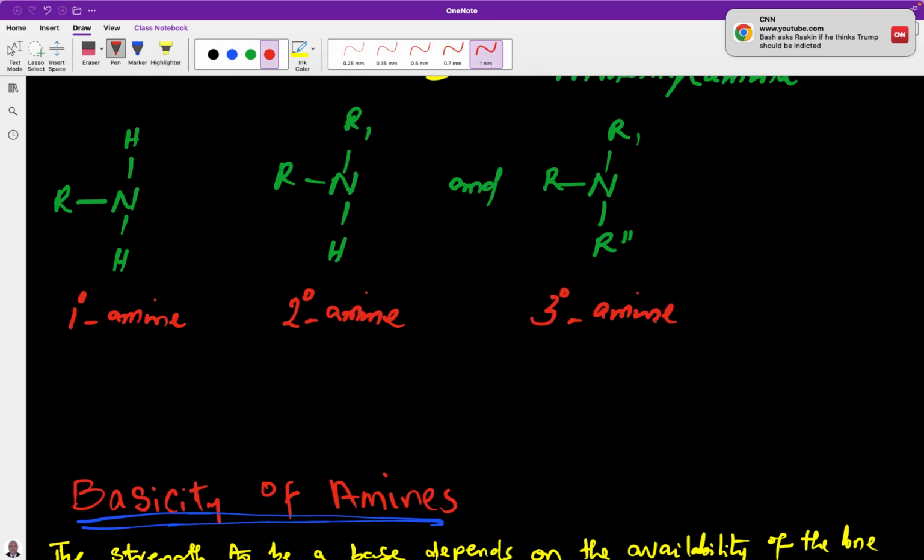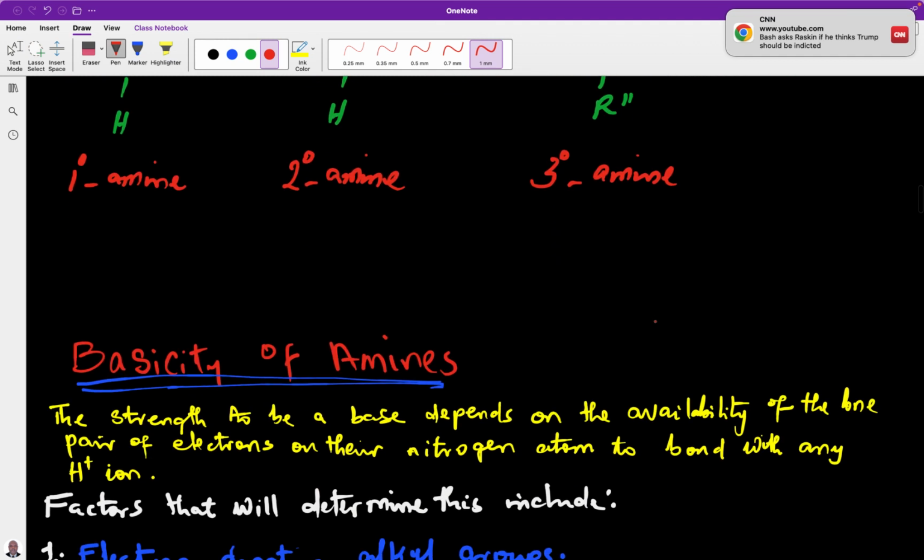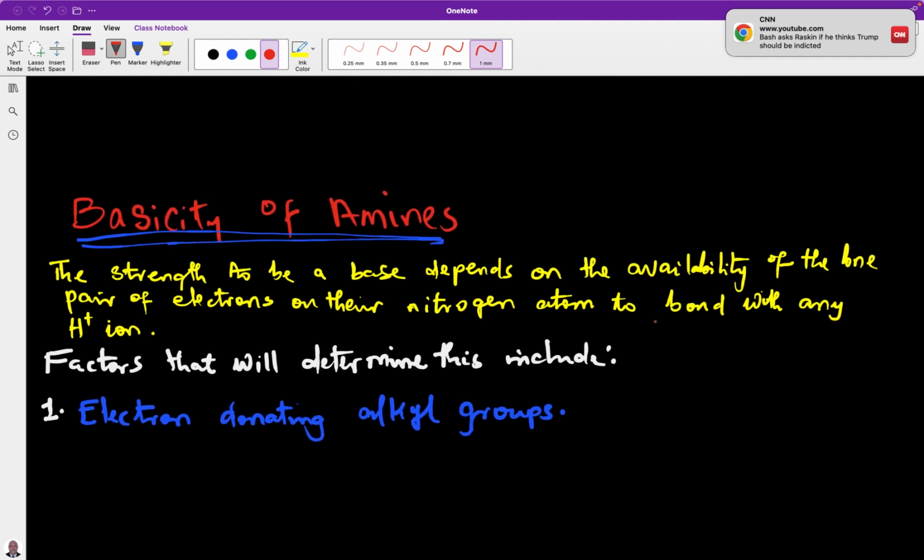So next, if we now go to the basicity of amines, we said the strength of the basicity of amines, or in other words, the strength of ammonia and other amines, will depend on the availability of the lone pair of electrons on their nitrogen atoms to bond with a hydrogen ion.